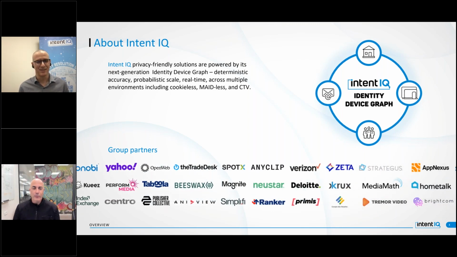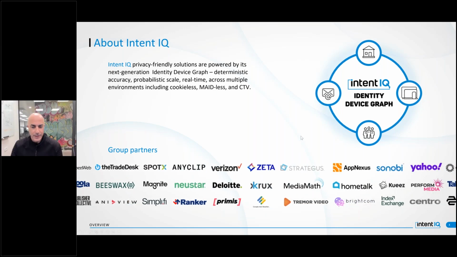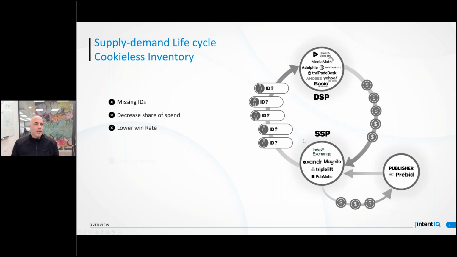Much appreciated. Thank you, Roy. So I'm going to click for the next slide. Okay, so let's talk a little bit about the current scenario in the ecosystem right now, talking about the supply-demand life cycle in a cookieless inventory. So we have a diagram, so apologies for the gray, but it's kind of a sad thing when most of your cookieless inventory is not fulfilled for bids.